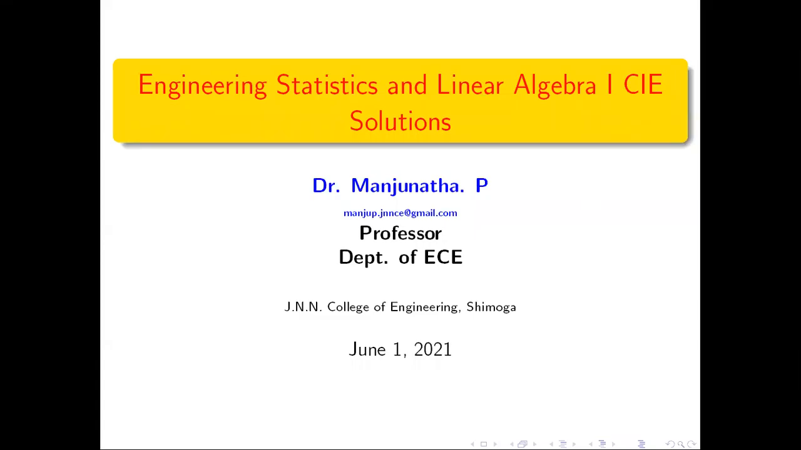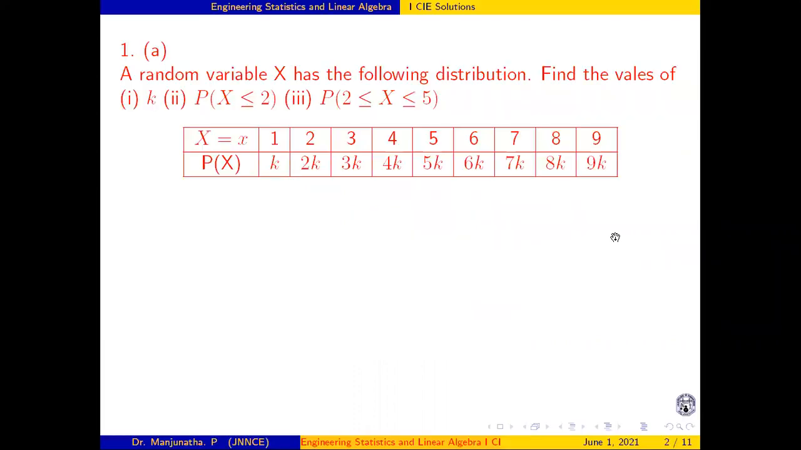In this video tutorial, I'm going to explain the solution of the first test conducted for engineering statistics and linear algebra. First, a question: a random variable x has the following distribution. Find the values of k, P(x ≤ 2), and P(2 ≤ x ≤ 5). So this is the distribution given.